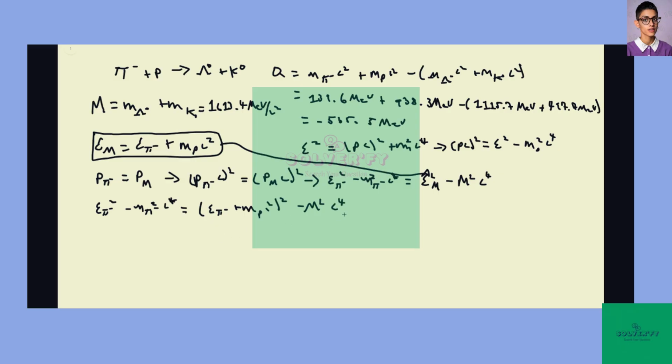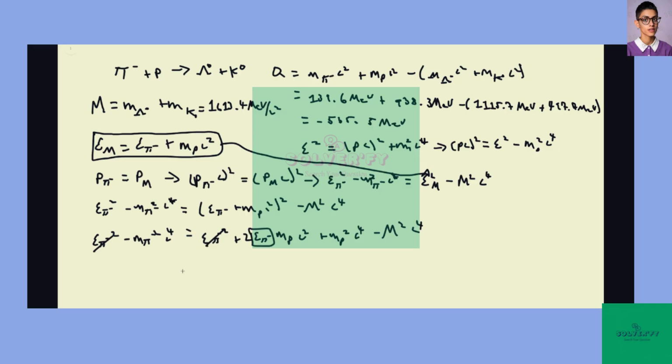And then we can expand this, and we can state E of pi minus squared minus its rest mass squared c to the fourth is equal to E of pi minus squared plus 2 E of pi minus times the mass of the proton c squared plus the proton mass squared c to the fourth minus big M squared c to the fourth. All right, so right away we can see that these cancel. And now we can rearrange it because we want to solve for this term.